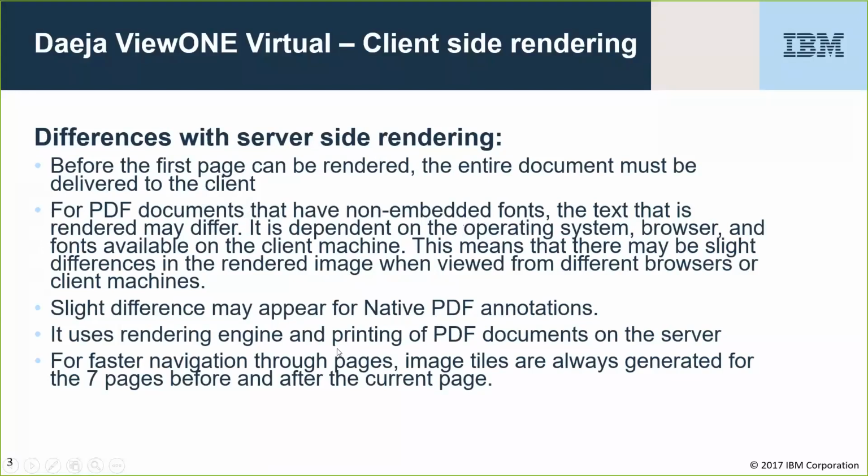The printing of PDF documents is done on the server and uses the rendering engine on the server. Depending on your printing options, the generated PDF could have slight differences from the image seen on the client. Image tiles are always generated for the 7 pages before and after the current page for faster navigation.